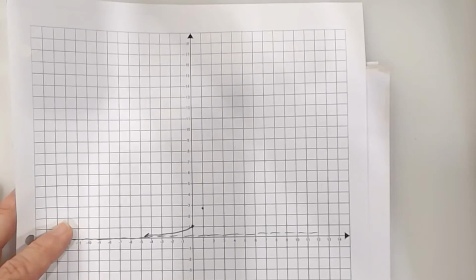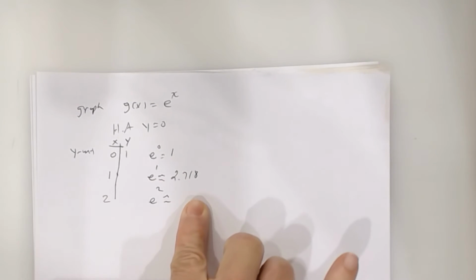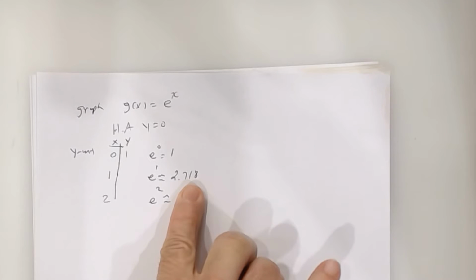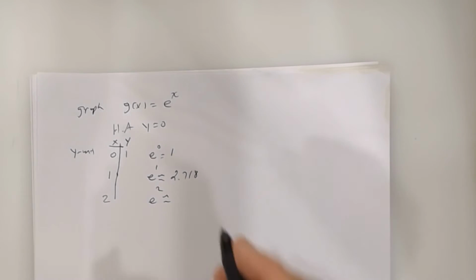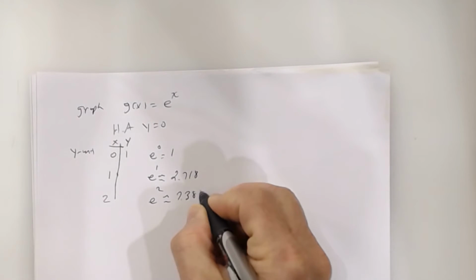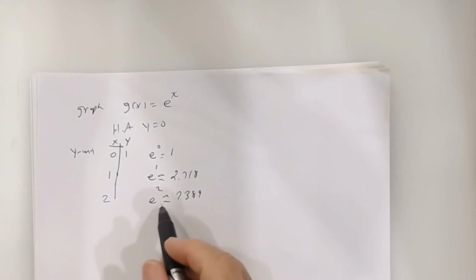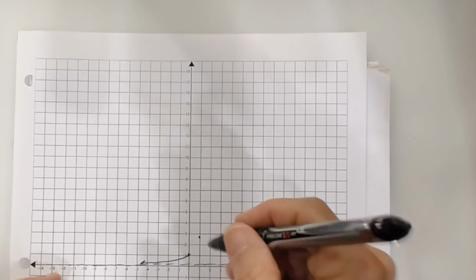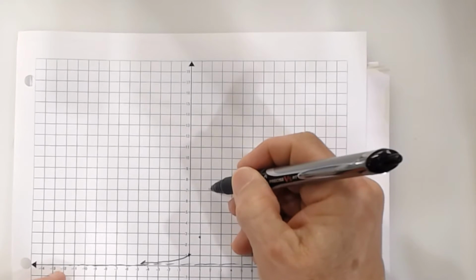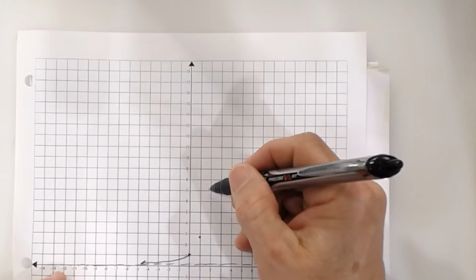I need one more point. So let's do 2. If x is 2, I get e squared. Now don't say e squared is twice 2.718. That's not true. It's 7.389. So when x is 2, I get e squared, which is approximately equal to 7.389, which is closer to 7 than to 8.